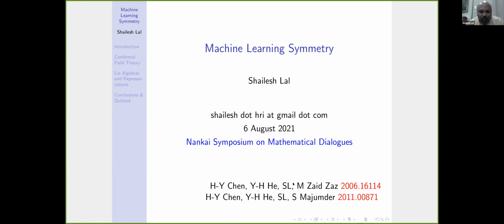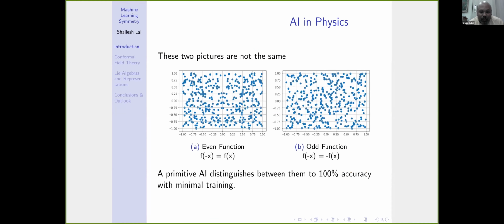So this is the topic, machine learning symmetry. And by way of motivation or provocation, I'd like to assert that these two pictures are not the same, although they look like a standard random point cloud scattered over 2D space. But if you stare at it, you can see that there's a mirror image. That's why I drew the grid for your convenience. There's a mirror image here, and there's an antipodal reflection here, and you can see that the points are roughly symmetric about that.